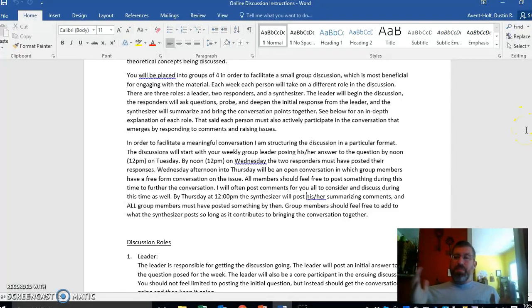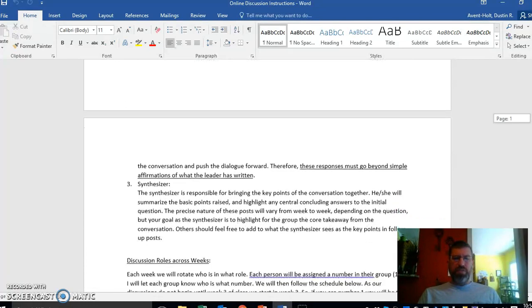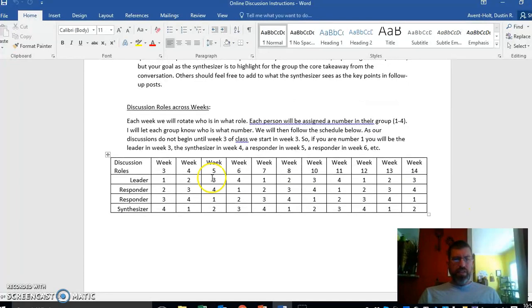All right, so what that means then is that each week, each person in that group is going to have a role. You'll either be a leader, one of the two responders, right? So that's 3 people, or the synthesizer. And so what I've done here is I've made a chart to explain who's going to be doing what each week in each group. We don't start until week 3, which if you're watching this week is next week. We'll be starting these conversations. So we'll start in week 3.